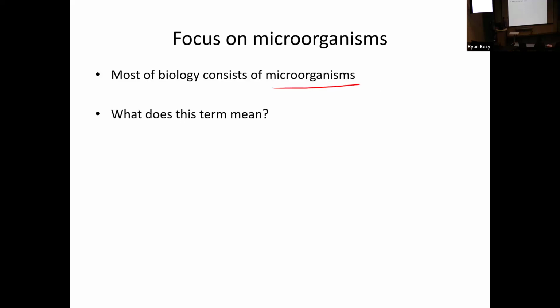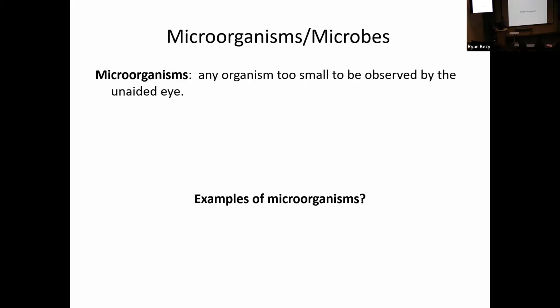Yeah, so they're going to be tiny. They're going to be things that we cannot see with the naked eye. So microorganisms, this is any organism too small to be observed by the unaided eye. How do we actually observe them instead? What do we use? Yeah, microscopes. And so we use microscopes to see these, but we can't see them with our eyes every day.